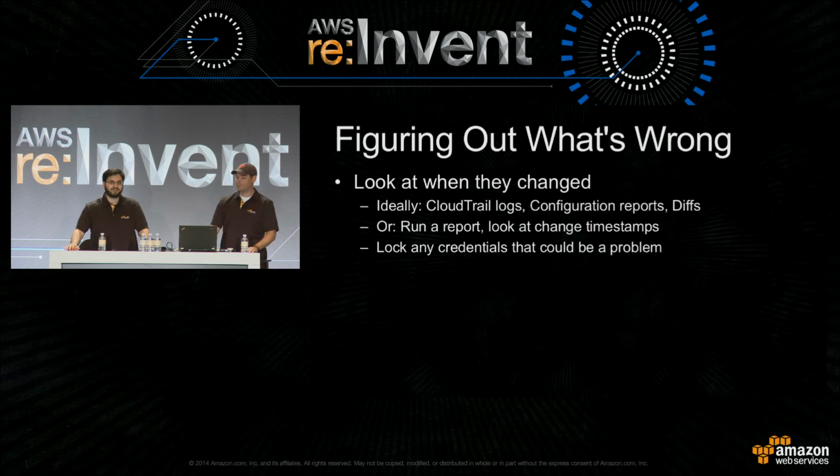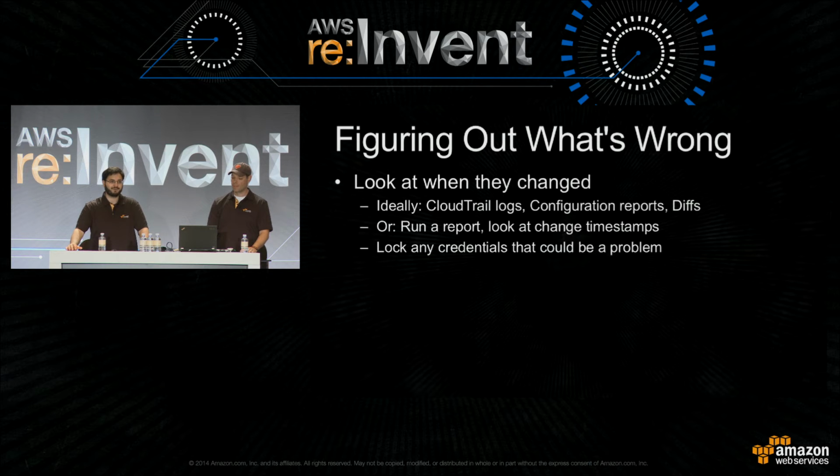After you've done all this and you're back in the situation where you're starting to regain control of the incident, you're going to want to do a deeper dive, start to figure out what's wrong, look at what changed. Best case scenario, CloudTrail logs are a wonderful resource here. The configuration reports, either from the tools that we talked about in SEC402 or the new AWS Config service, look at the diffs there. Less ideally, run a report now, look at what changed when.